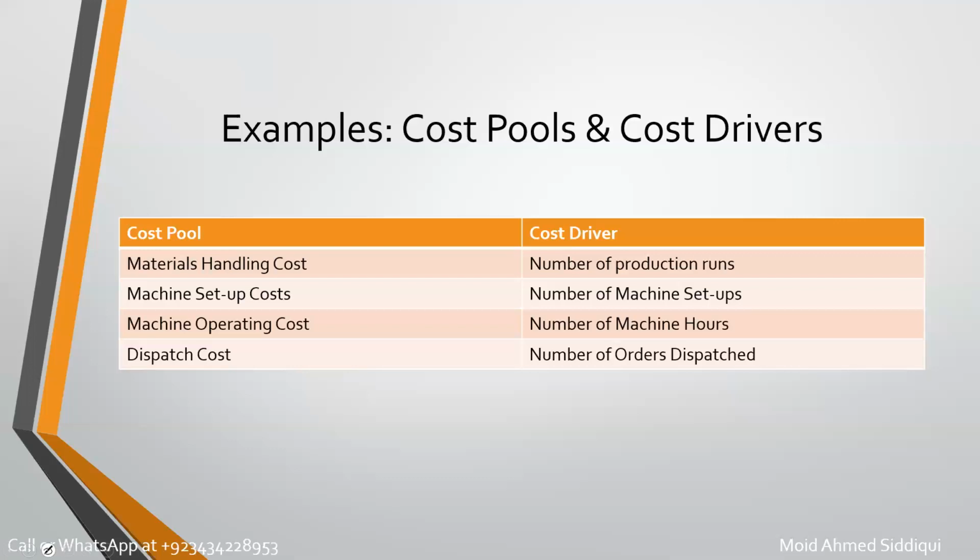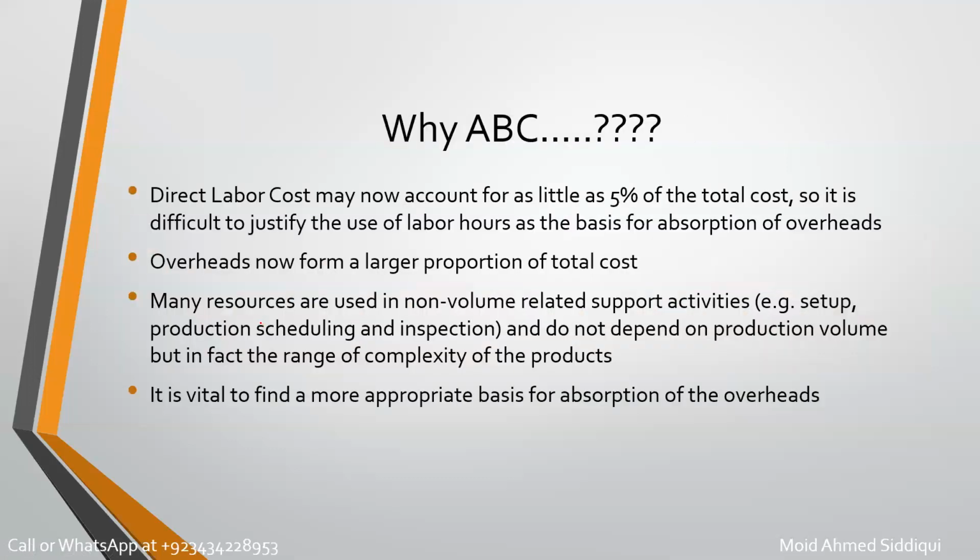Now, the question arises, why was activity-based costing invented? Direct labor cost nowadays is only 5% of the total cost in many businesses and organizations. When the labor cost is so insignificant compared to the total cost, there is no point in absorbing overheads on the basis of labor cost.